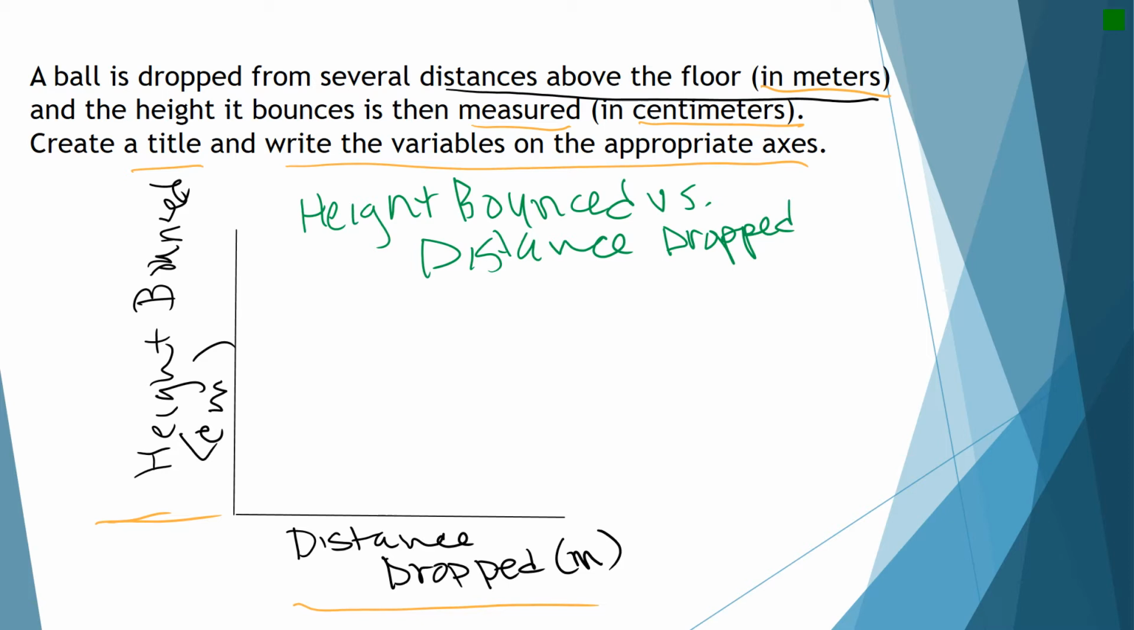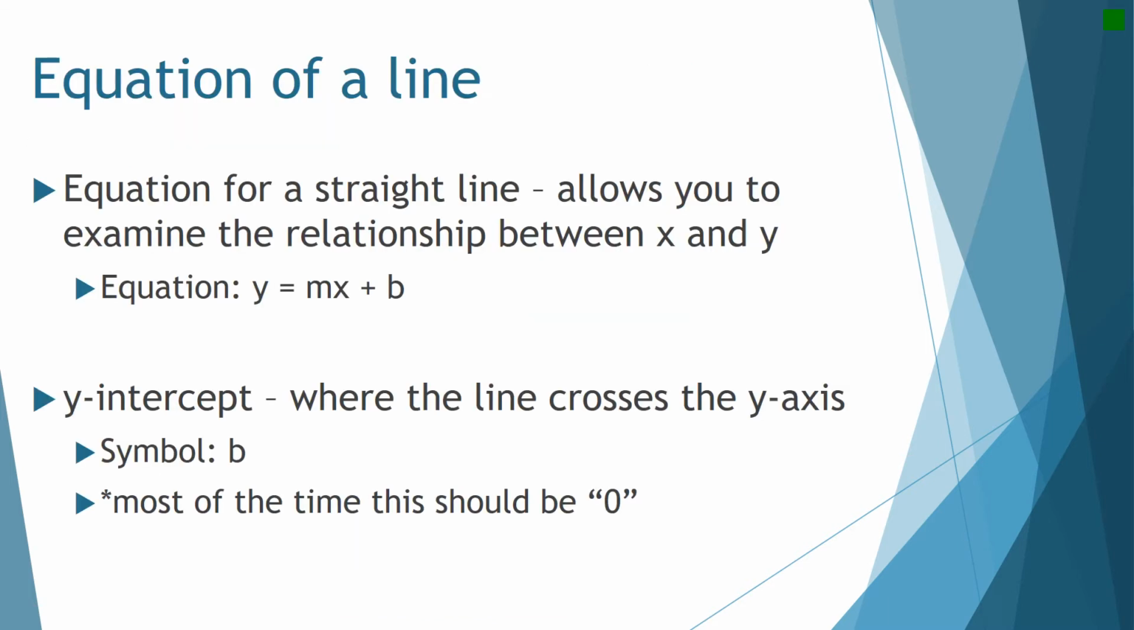Okay, and so that's where you get your dependent variable versus your independent variable. You won't be writing the DV and IV, obviously, but just to explain. All right, the equation of a line.